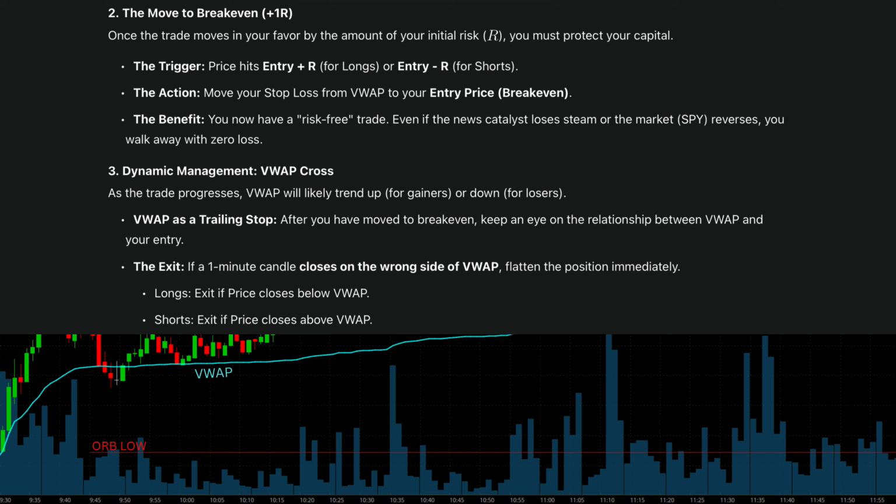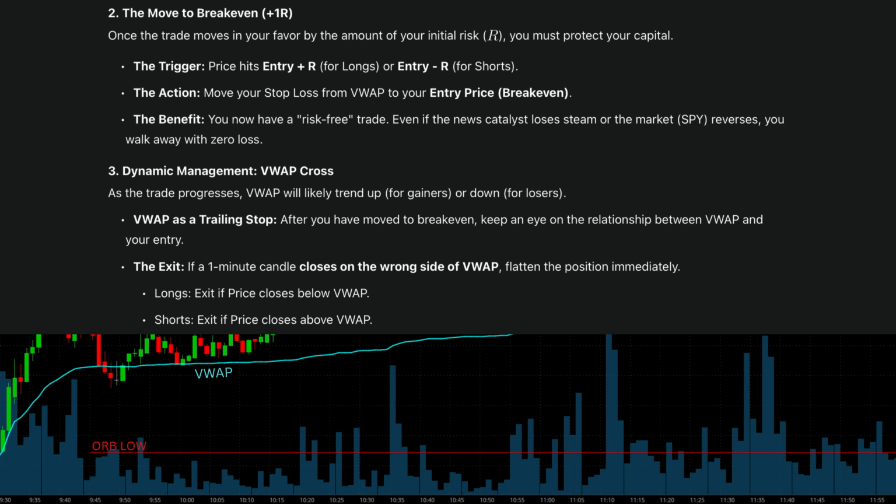2. The move to break even, +1R. Once the trade moves in your favor by the amount of your initial risk, R, you must protect your capital. The trigger. Price hits entry plus R for longs, or entry minus R for shorts. The action. Move your stop loss from VWAP to your entry price, break even. The benefit. You now have a risk-free trade. Even if the news catalyst loses steam, or the market SPY reverses, you walk away with 0 loss.